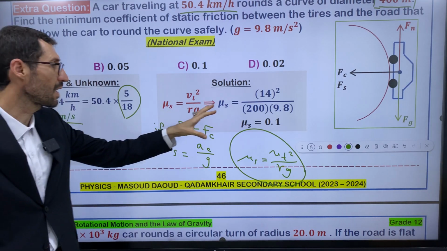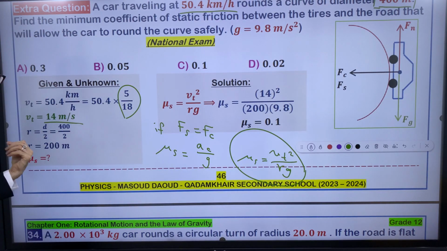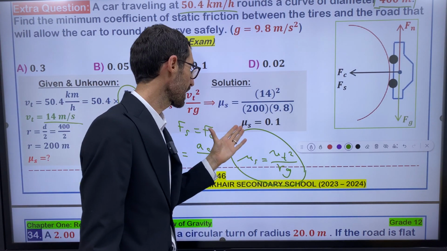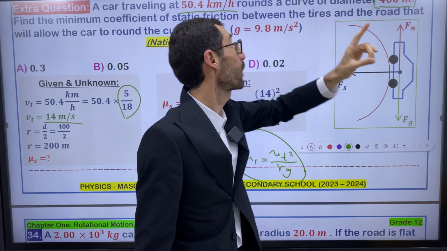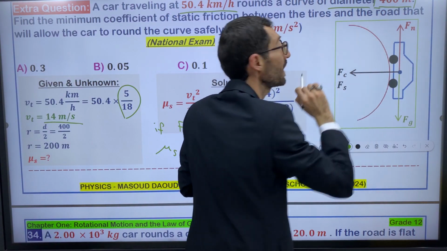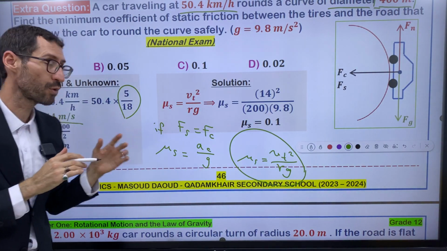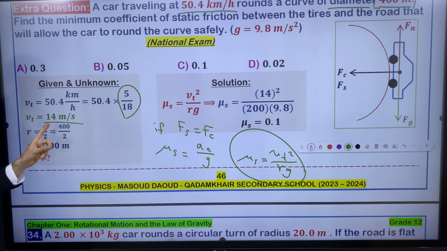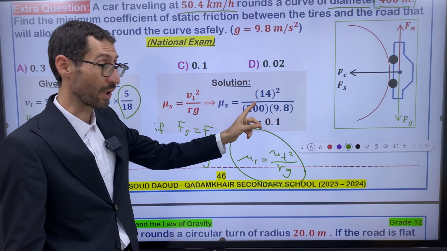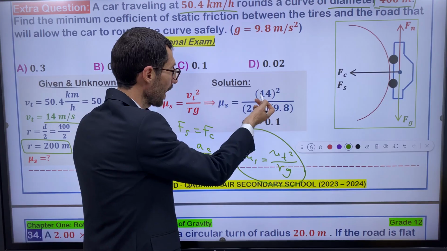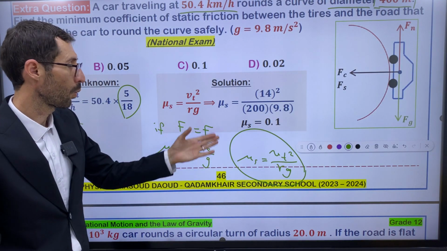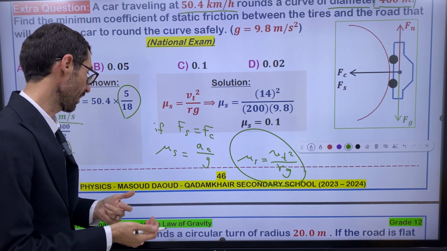So Vt is equal to 14 divided by R, 200. Maybe you say, teacher, why do you put 200 here and in the question we have 400? But be careful. The question says diameter, it doesn't say radius. That's why you have to divide the diameter by 2 to get the radius. We deal with radius, not with diameter. That's why 200 works. Multiply by 9.81, right? And the answer will be 0.1, and it's unitless. This is the question of the national exam. That's it.